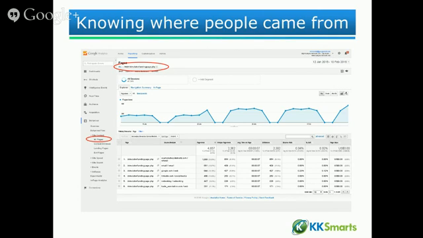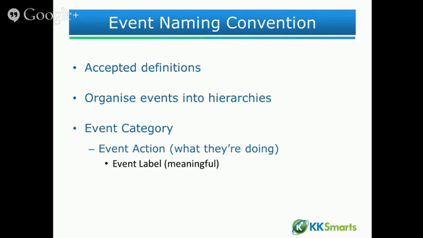Okay. The final thing I want to say in terms of the information that I've already prepared is that event naming conventions are just accepted definitions of terms. So we said we'll call it outbound referral. We said we'll call it brochure download. As I indicated, you can decide what you want those terms to be and organize them to suit yourselves. And it's a hierarchy. Within a category sit actions. Within an action sit labels.